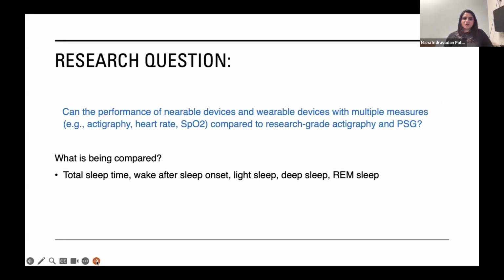And so this article in particular looked at the performance of both these nearable devices as well as the wearable devices and compared them to actigraphy and PSG. And the various sleep parameters or variables that they were comparing were total sleep time, wake after sleep onset, light sleep, deep sleep, and REM sleep.